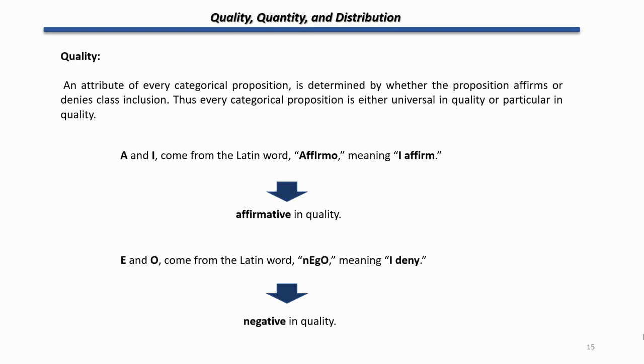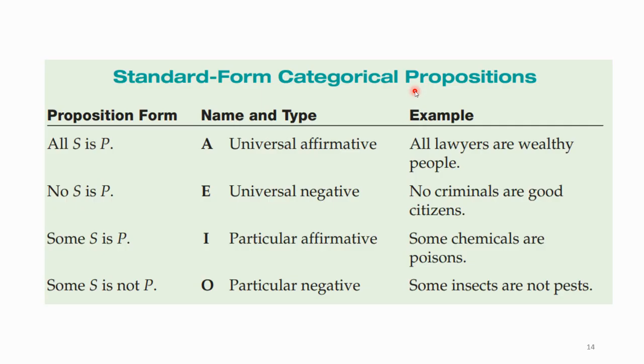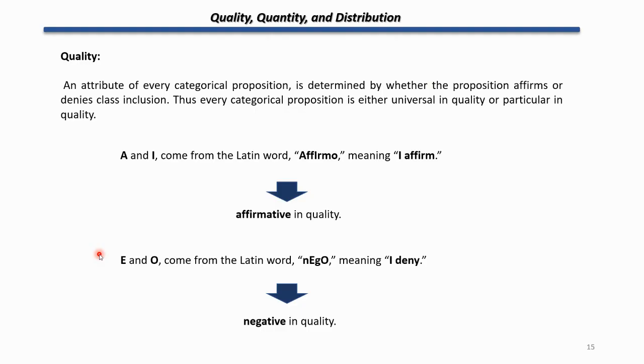So, what is the quality term? Quality is an attribute of every categorical proposition, determined by whether the proposition affirms or denies class inclusion. Thus every categorical proposition is either universal in quality or particular in quality. If you noticed earlier, these two are universal, while we are talking about all and no. We are talking about the entire class. And when the term some is coming, then these become particular.